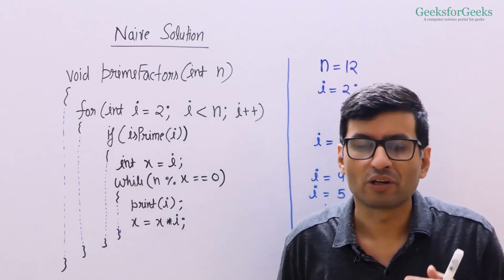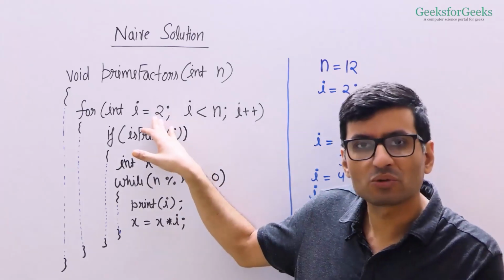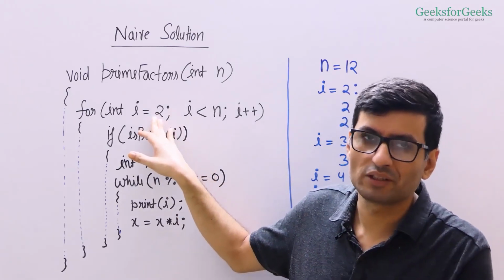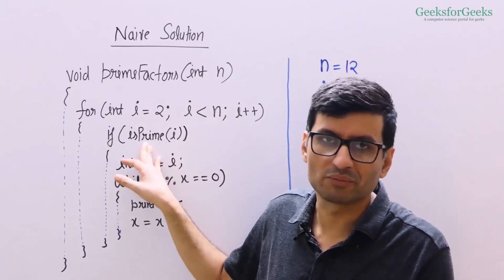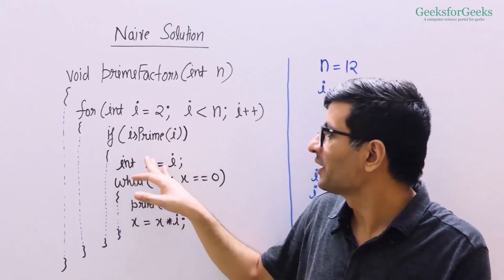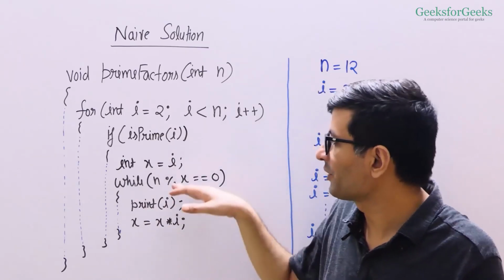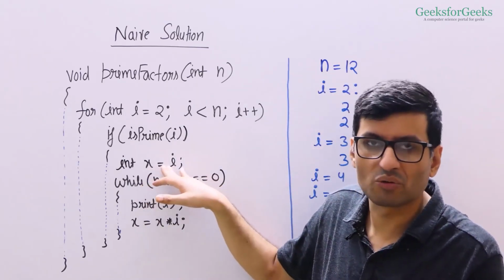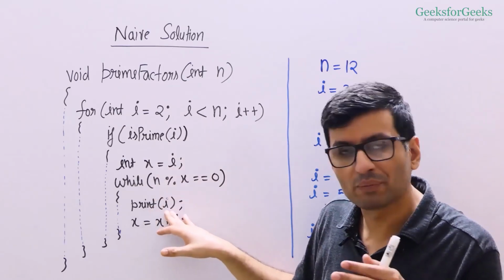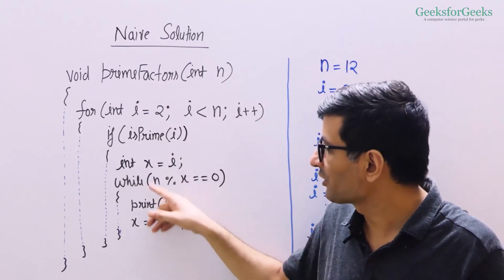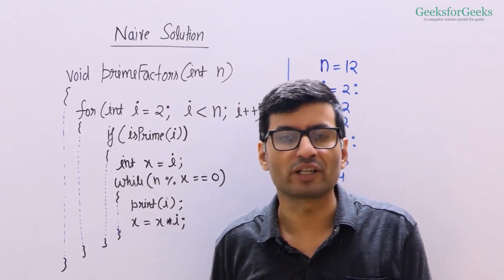The idea is to run a loop starting from the first prime number, which is 2, and traverse through all the numbers from 2 to n minus 1 and check if this number is prime, because we want to print only prime divisors. If i is prime, then we check if n is divisible by i. We have initialized a variable x equal to i, and then we are checking if x divides n. If that's the case, we print i.